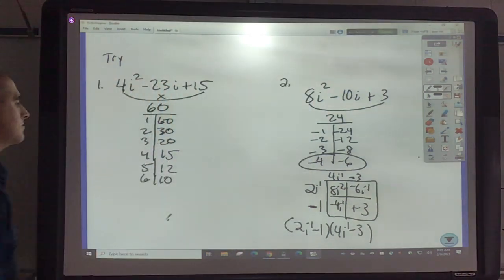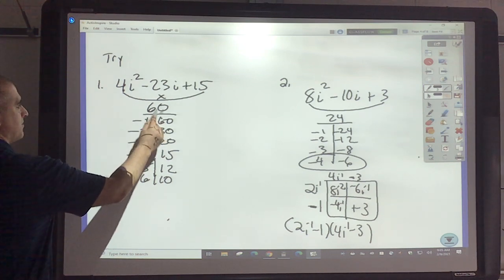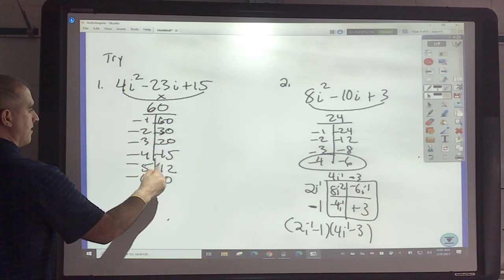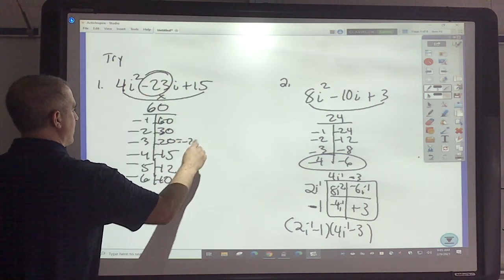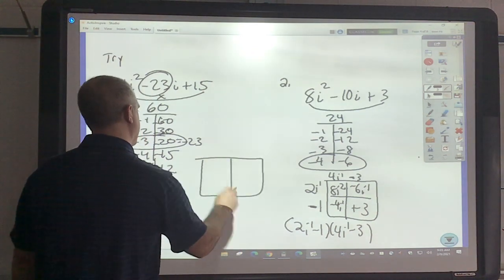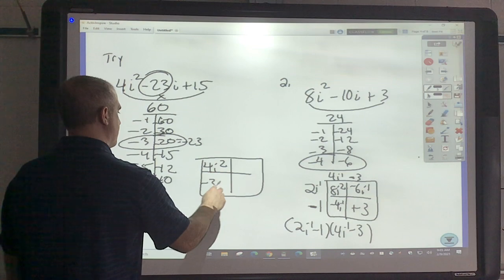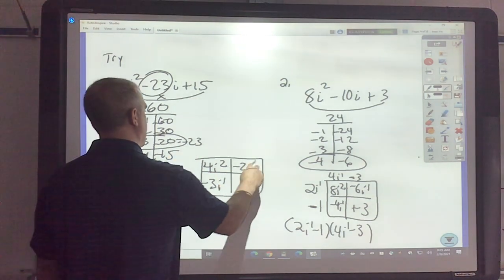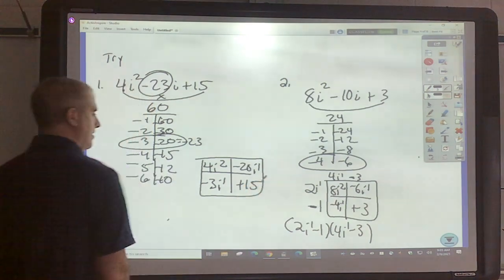Okay? All right, since I see negatives, I got to make this side negative. Problem is, this times this doesn't give me that, so both sides need to be negative. Now, I'm looking for the set that adds up to negative 23. That would be the set that adds up to negative 23. Okay? So from a box standpoint, I'd have 4i squared minus 3i to the first minus 20i to the first, okay, plus 15.